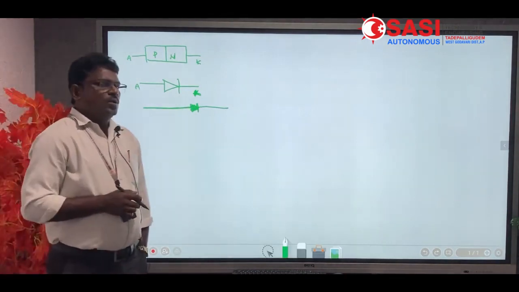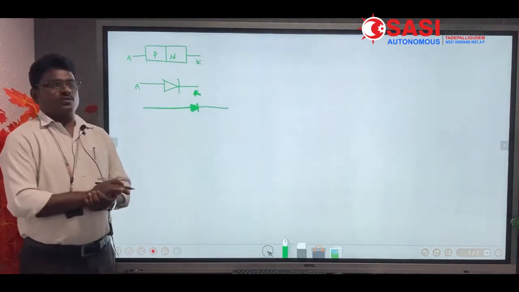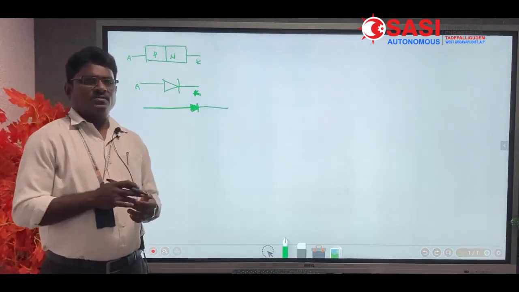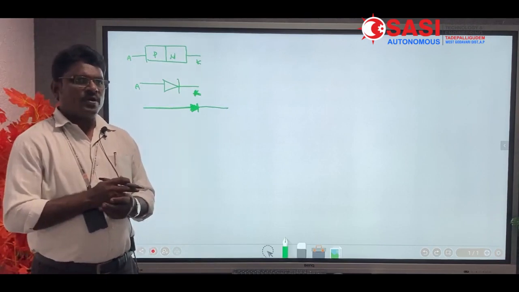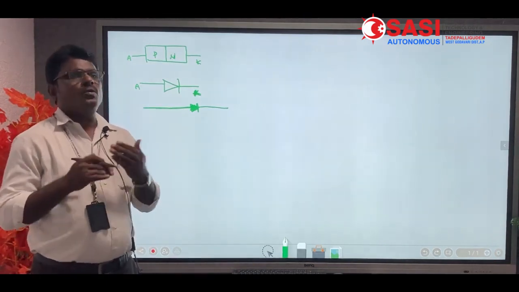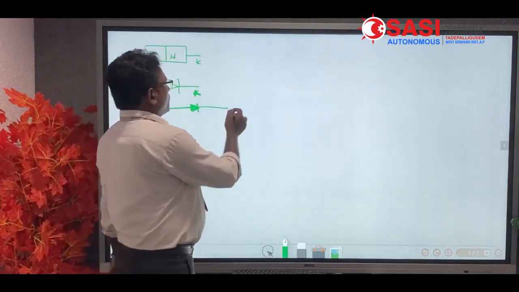Using this device, we design rectifier circuits. Half wave rectifier, full wave rectifier, bridge rectifier, so many types are there. The rectifier's main aim is to convert an AC signal to a DC signal.